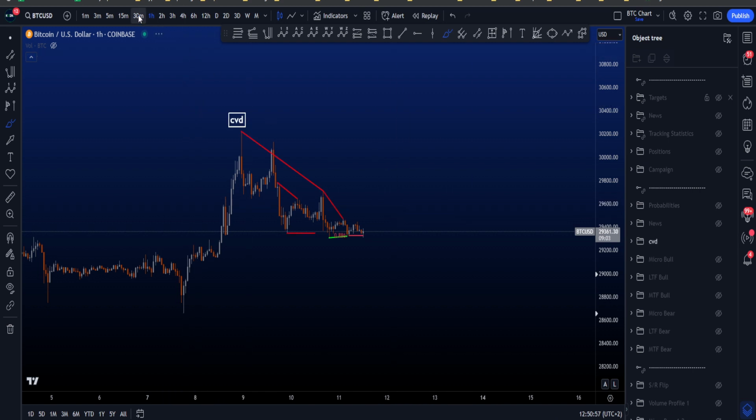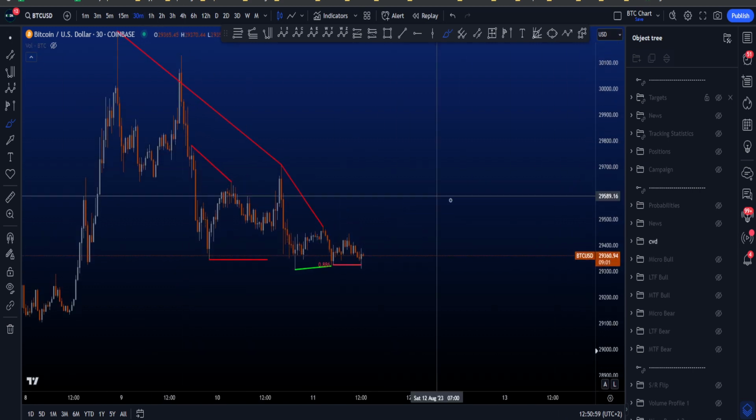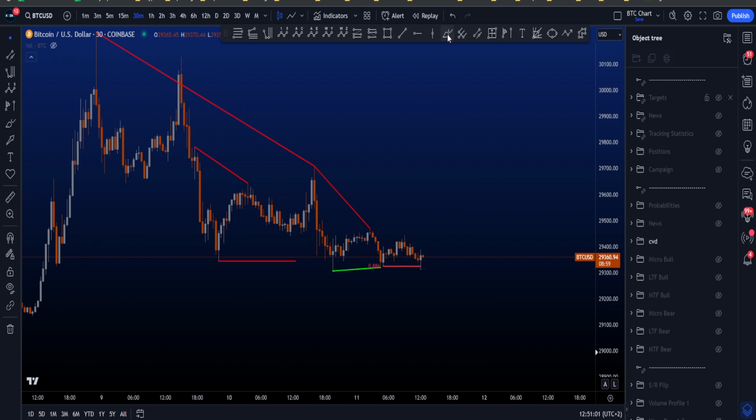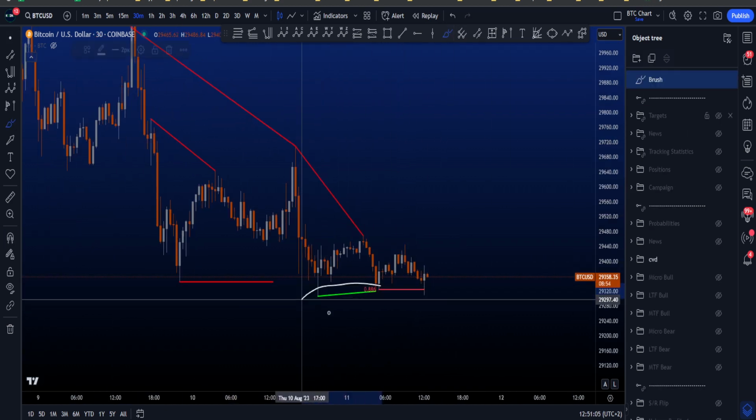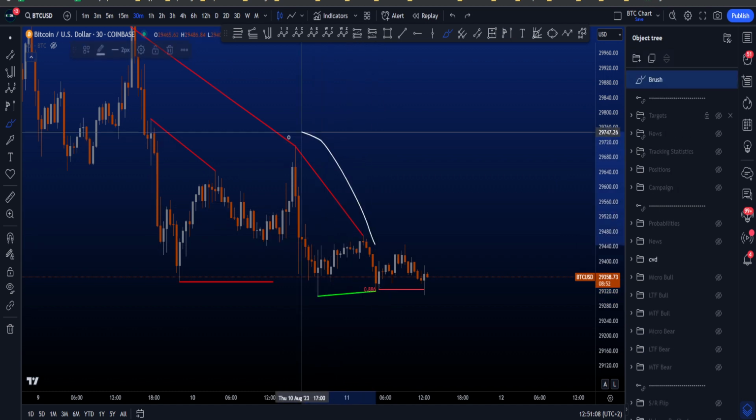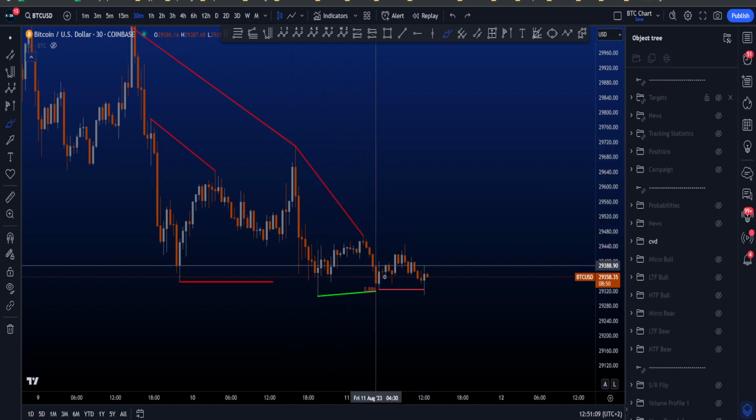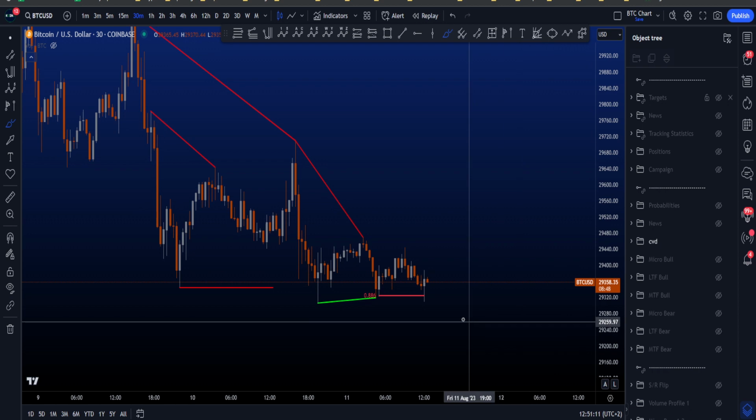If you look at the CVD divergences, not too much has changed compared to the morning video. All these bearish CVD divergences played out. More locally, we did have some bullish CVD divergences, but also the bearish one over here. So these are countering one another. That's not great in general.